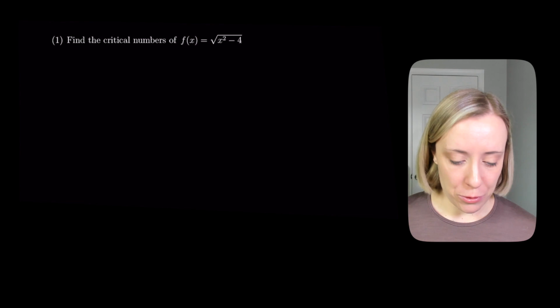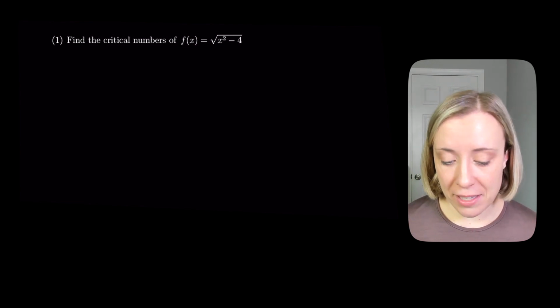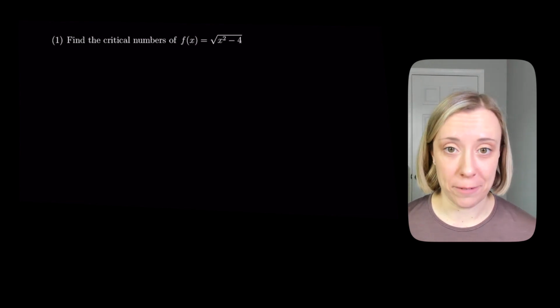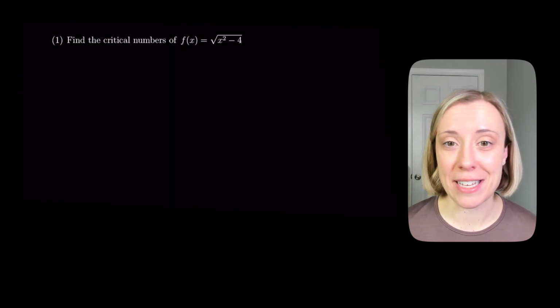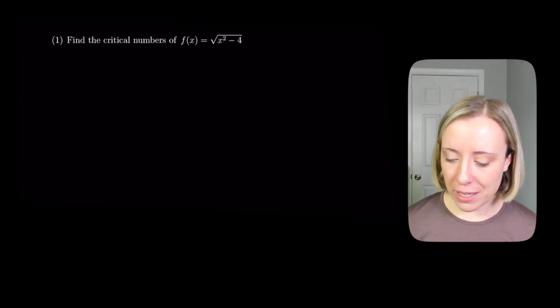For our first example, we're going to find the critical numbers of f of x equals the square root of x squared minus 4. If we're finding critical numbers, we want to know where the derivative is equal to 0 or undefined. But something I really like to note is that I want to keep track of the domain of my original function. The critical numbers are usually thought of as our candidates for the local maximums or local minimums, and maybe even the global maximums or global minimums. So we want to really think about how our critical numbers relate to the function we're starting with.